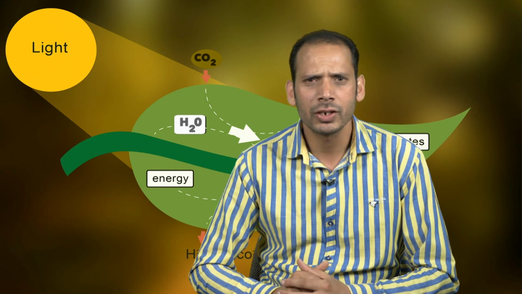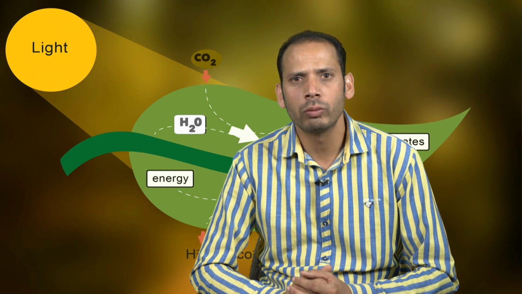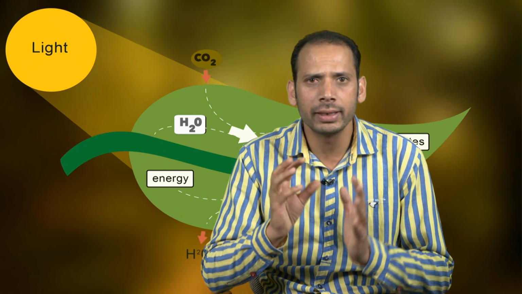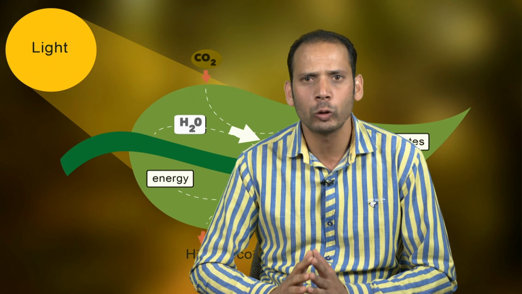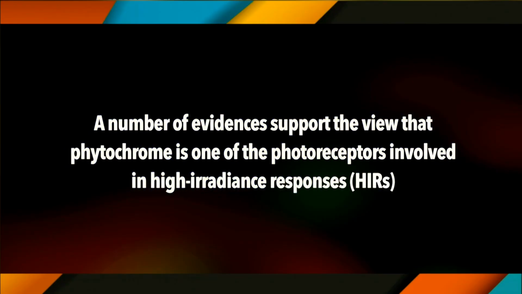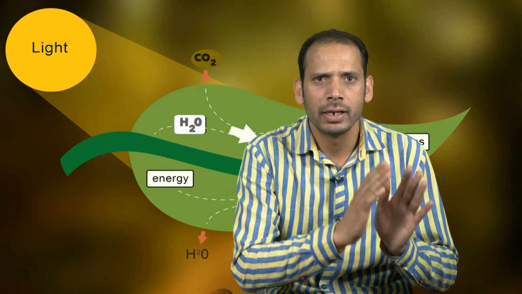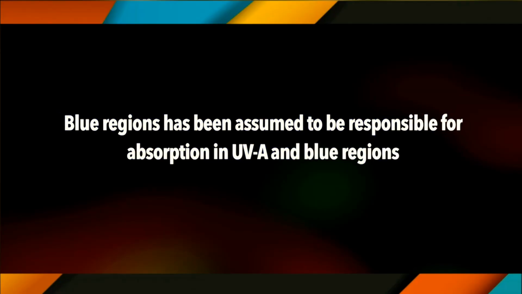At first, researchers believed that another pigment other than phytochrome may be involved, as the absence of a peak in the red region is unusual for phytochrome mediated responses. A number of evidences support the view that phytochrome is one of the photoreceptors involved in high irradiance responses. On the other hand, a separate photoreceptor with peaks in the UVA and the blue regions of the spectrum has been assumed to be responsible for the absorption in the UVA and blue regions of the spectrum.